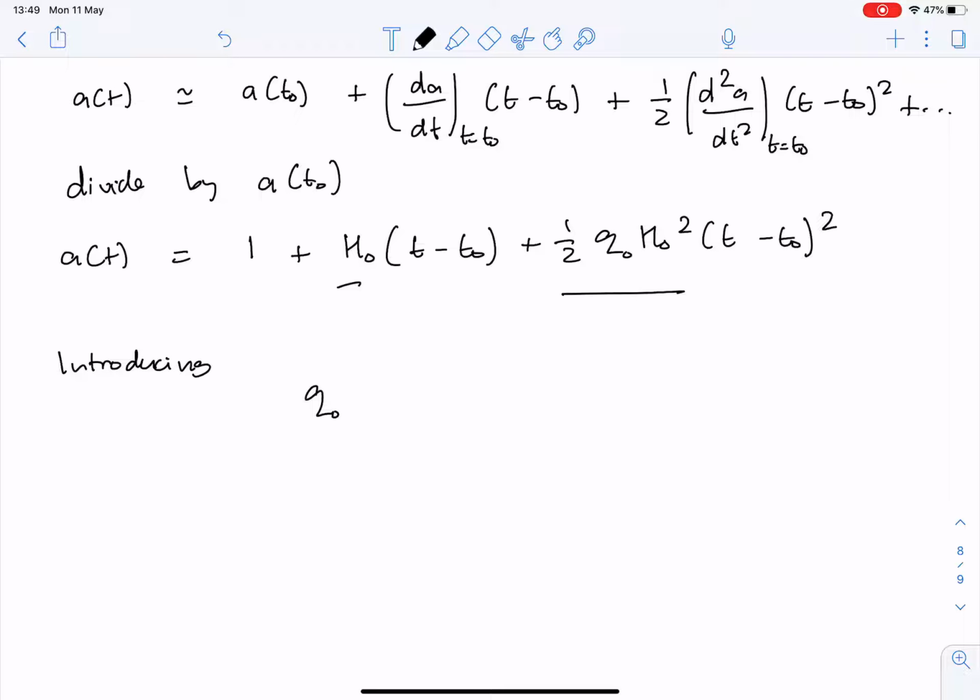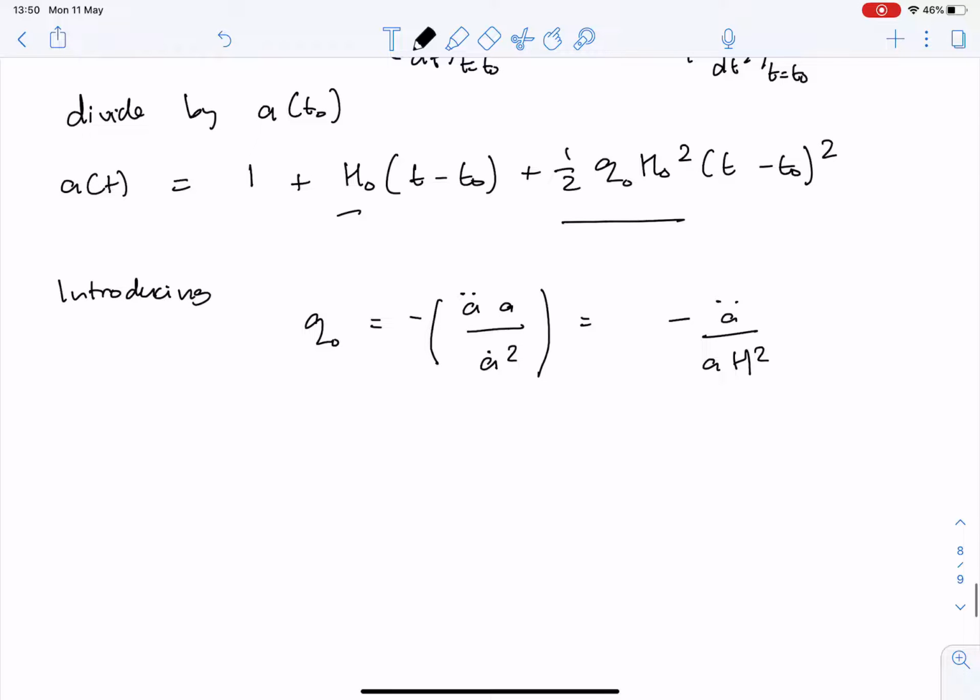And q naught is equal to minus a double dot a over a dot squared, which is equal to minus a double dot over a h squared, remembering that h is a dot over a. And this expansion here is the physics-free bit of the measurement. So I can measure h naught and q naught independent of physics.